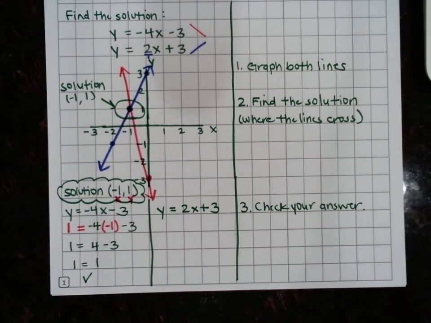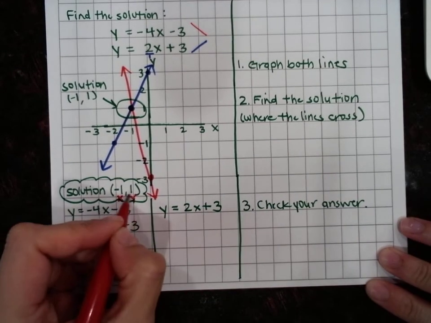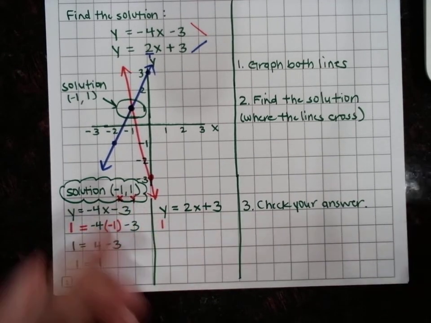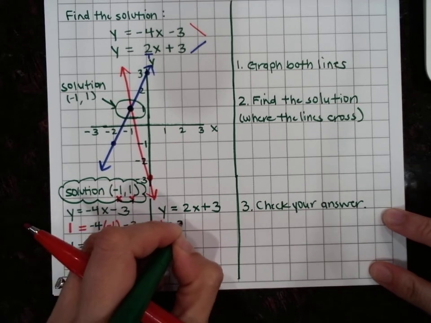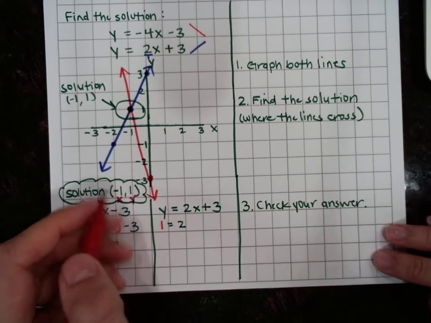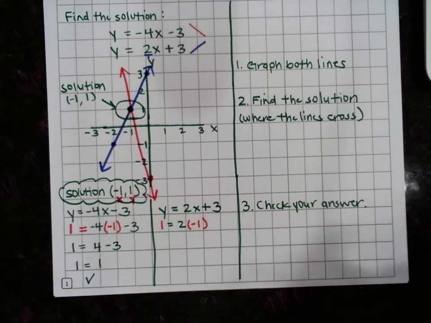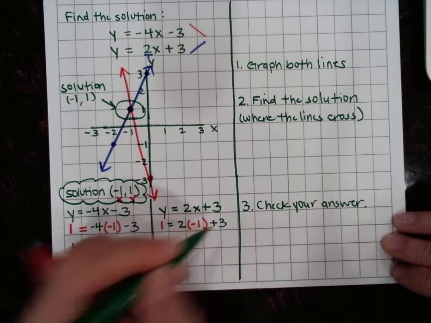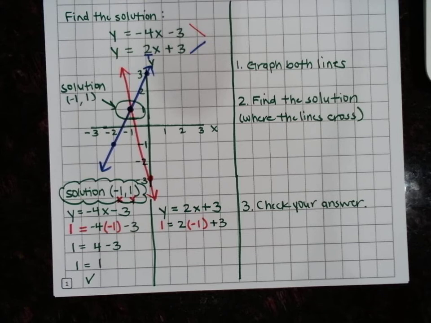So now let's go ahead and check the second equation. So we're going to plug in y again, which we said is 1, equals 2 times x, which we said is -1, plus 3. And then we're going to simplify and see if it makes our equation true.